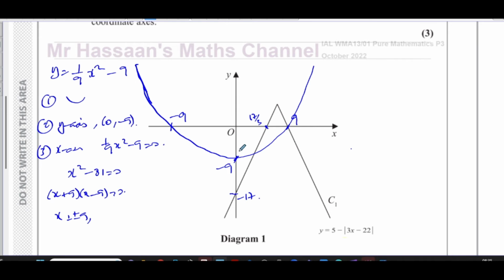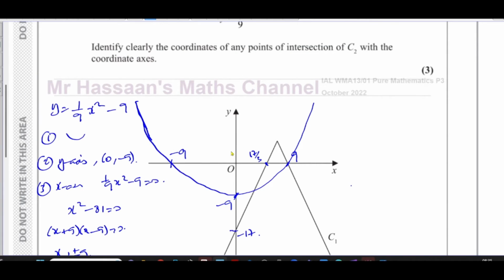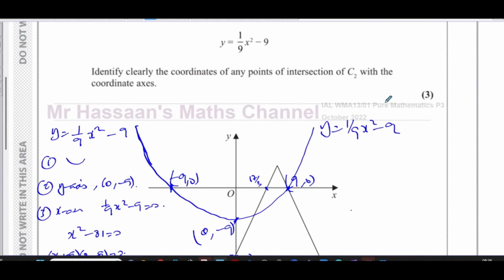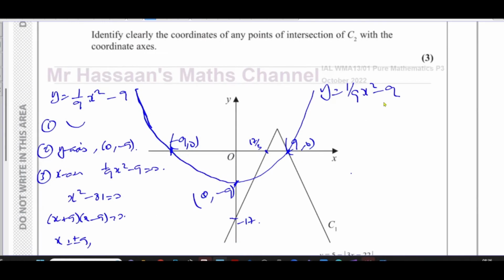So it says, identify the coordinates at any point where it crosses the x. Yeah, so if you put that's fine, it's probably better to write it as a coordinate form, but if you didn't, that's no problem. I just wrote it as coordinate form because it says coordinates, so just to be on the safe side. So that is the graph of y equals 1 over 9 x squared minus 9. Okay, so we've done that part. That's completed this section, part C.